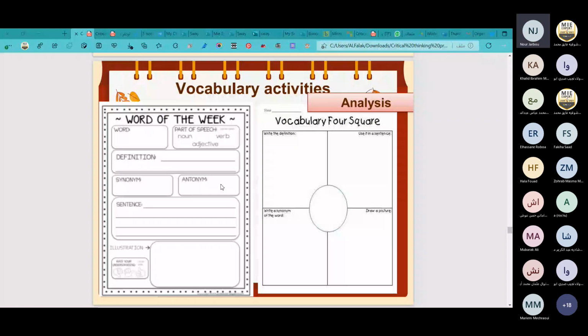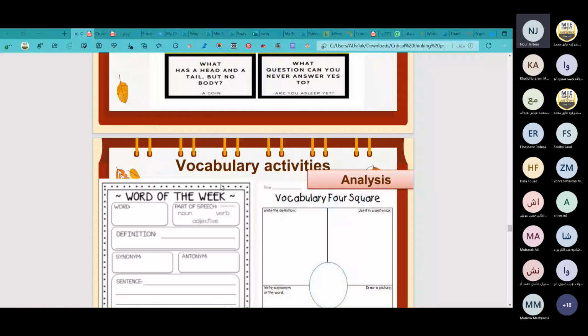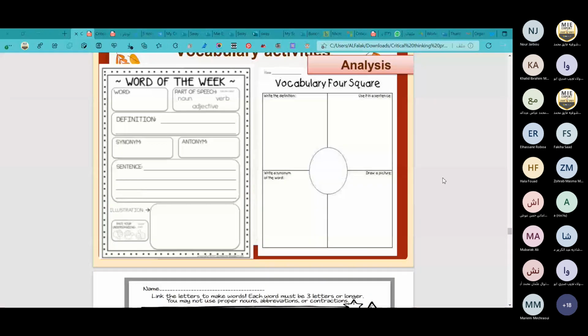Yes, we have many vocabulary activities. They are great and they are suitable for our stages. Word of the week: you can ask students to write the word, the part of speech, definition, synonym, antonym, and a sentence using this new word. Another activity, vocabulary squares. They can write the definition, write it in a sentence, draw a picture of the new word. This is also a great activity for enhancing analysis.